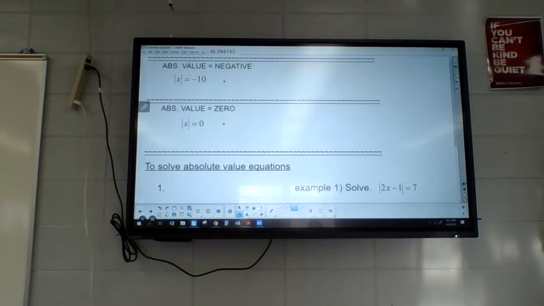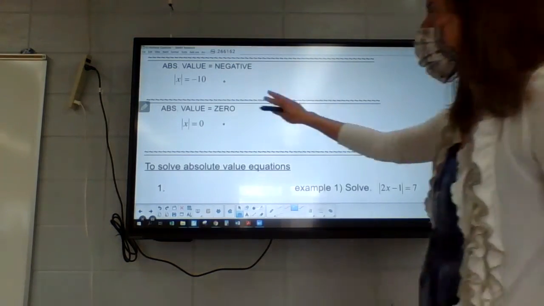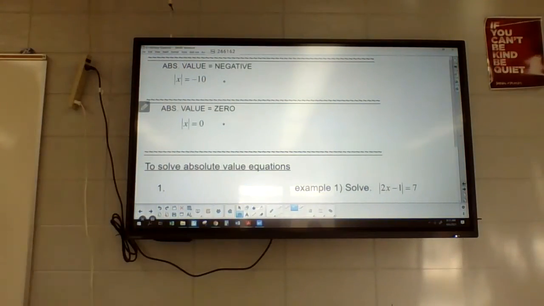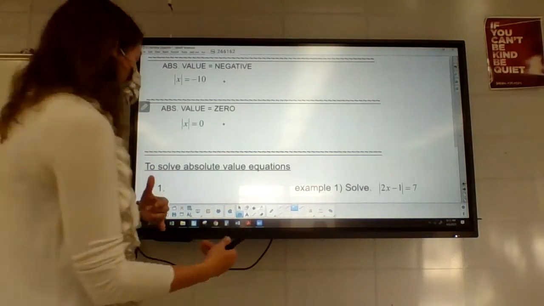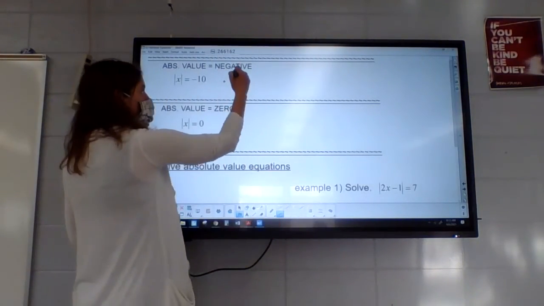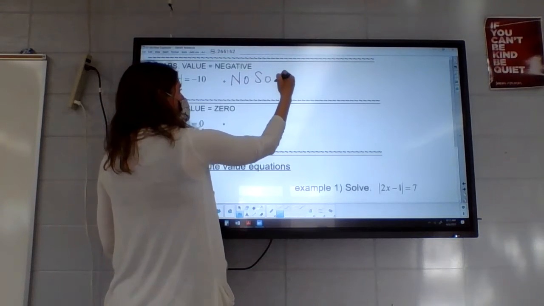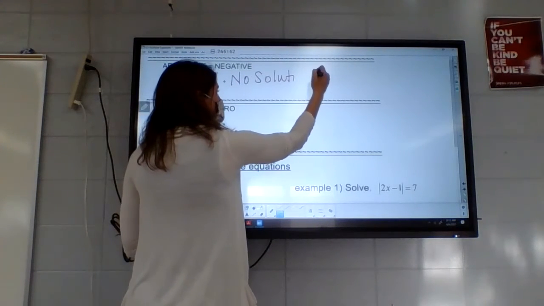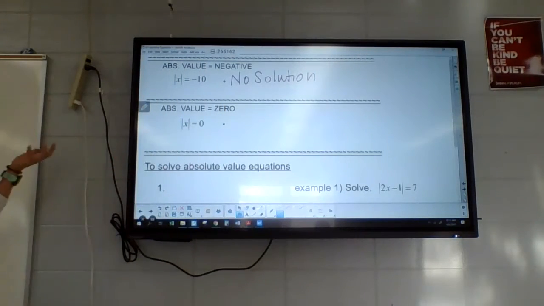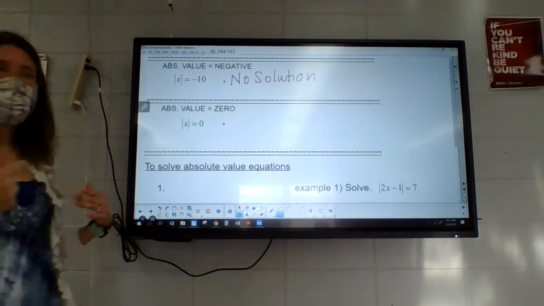Now the next one says the absolute value of x equals negative 10. What values of x would give us a negative 10 as our answer? Kind of a trick question. If I take the absolute value, will it ever be a negative? No, we said the absolute value makes things positive. So this is a no solution type of problem. It's not possible to get an answer for x in this case because it can never equal a negative if you're taking the absolute value.